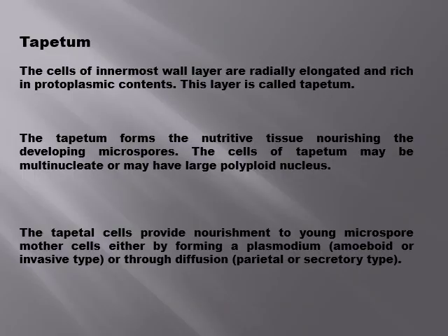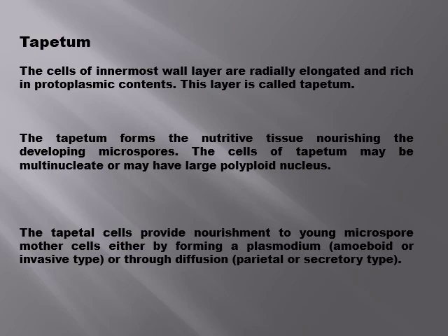Tapetum. The cells of the innermost wall layer are radially elongated and rich in protoplasmic contents. This layer is called tapetum. So tapetum is the innermost layer that has rich protoplasm. The tapetum plays an important role to provide nourishment to the developing microspores. It provides nutrition to the developing microspores.